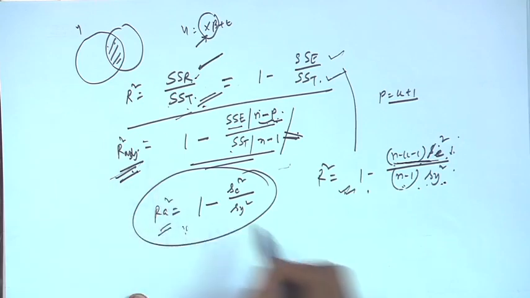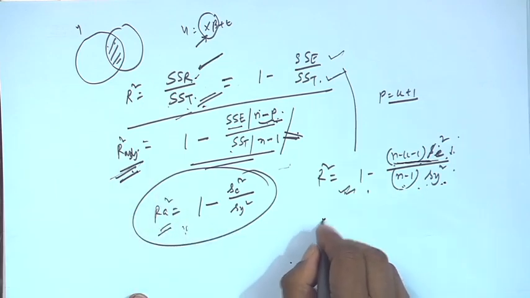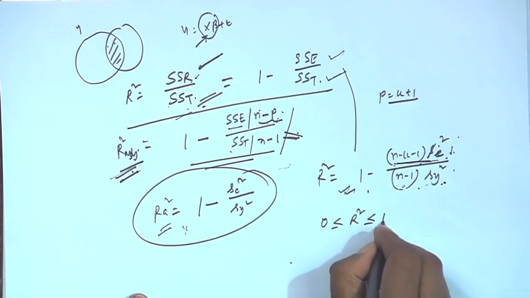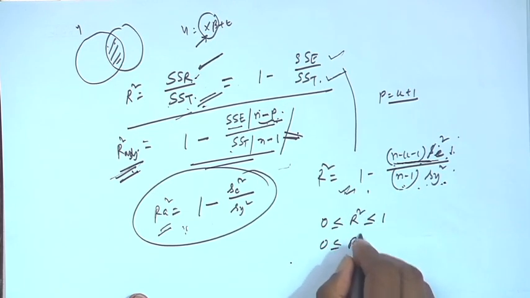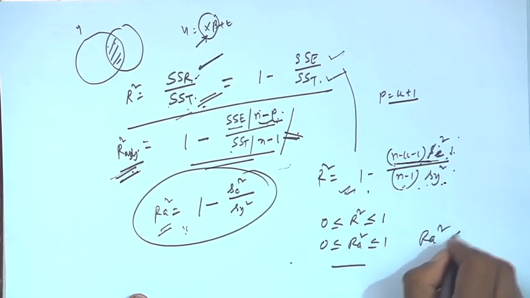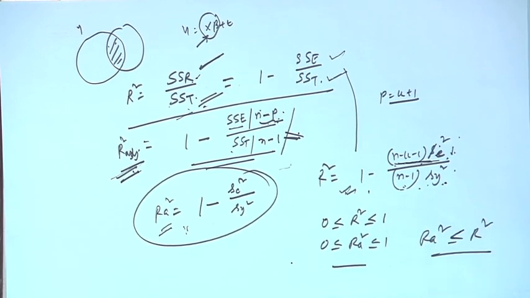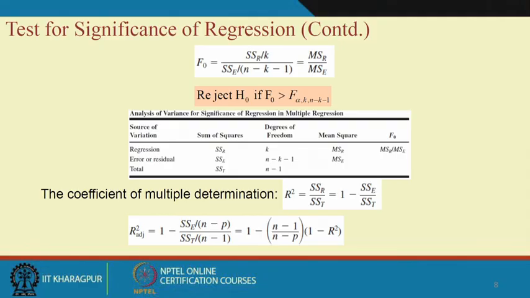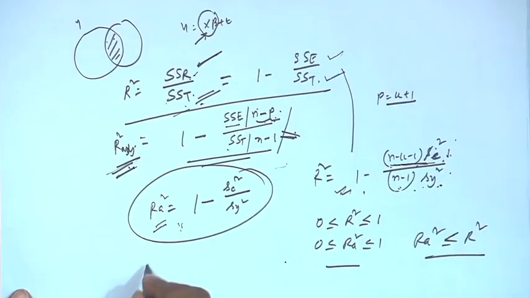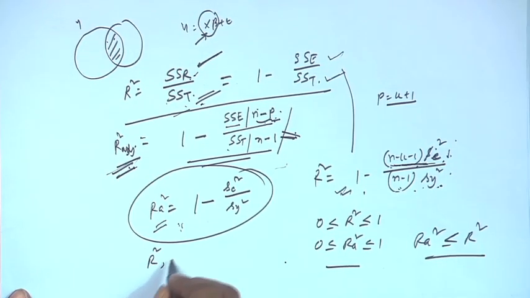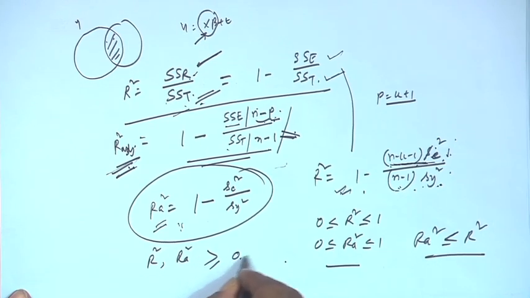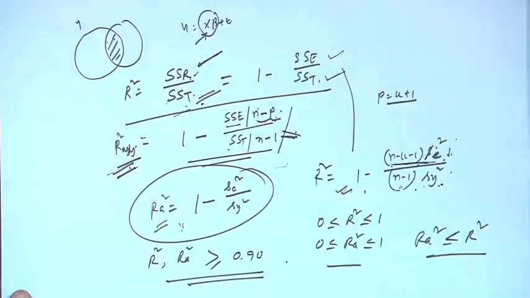Whatever may be the case, R square will lie between 0 to 1 and adjusted R square also lies between 0 to 1, and adjusted R square is greater than or equal to R square. R square is the coefficient of multiple determination. So, this is the goodness of fit. In case of a laboratory experiment, whether R square or adjusted R square, if it is greater than or equal to 0.90, then the data is a good fit to the regression model.